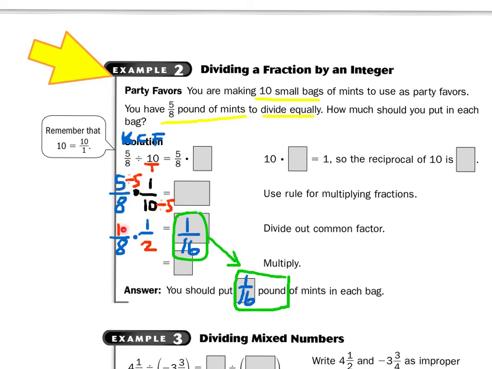So I'm going to divide. 5 divided by 5 leaves me 1. I bring the 8 downstairs. I keep the 1 upstairs, and then 10 divided by 5 leaves me 2. And now I multiply straight across. 1 times 1 leaves me 1 on top. 8 times 2 gives me 16 on the bottom. So we should put 1/16 of a pound of mints in each bag.